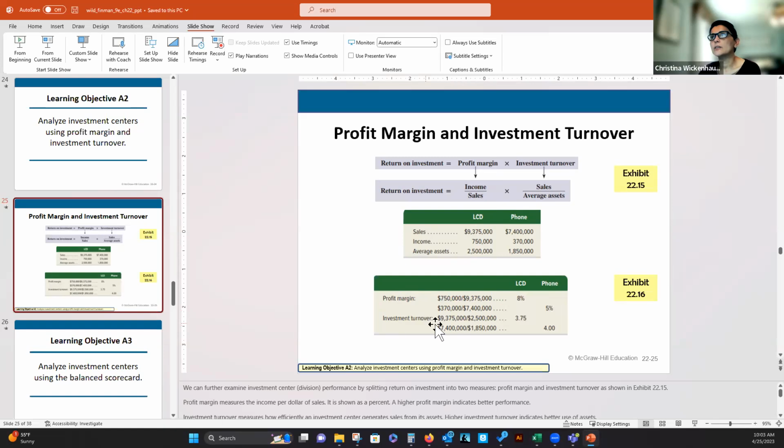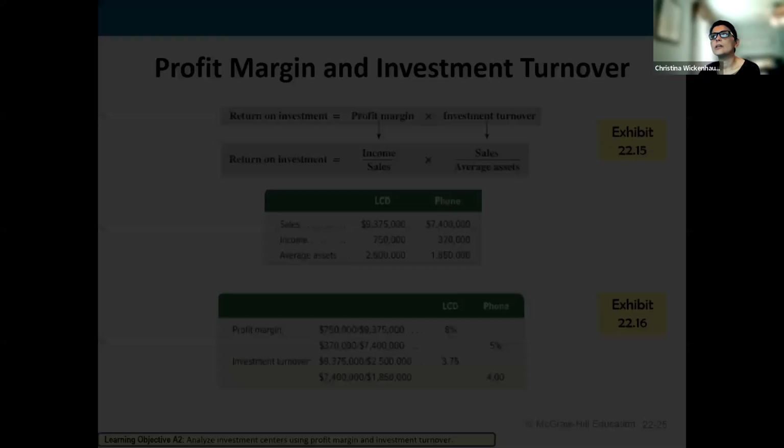Our investment turnover, again, is taking sales divided by average assets. And so I have 3.75 as the amount of times that I'm able to turn over my assets based on my sales. So the higher the number, the better on that investment turnover. And so it is higher with the phone. Look at me, I'm just showing you in notes instead of full screen.